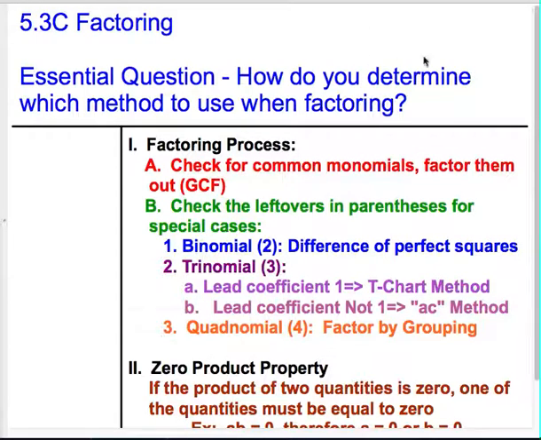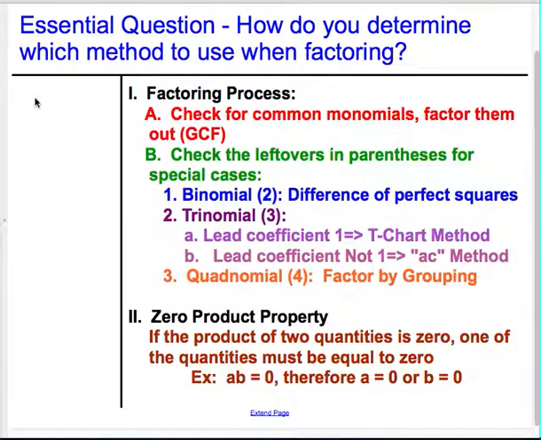The second piece we're going to look at today is the zero product property. What that says is if the product of 2 quantities is 0, one of the quantities must be equal to 0. So our example down here, if A times B equals 0, then either A equals 0 or B equals 0. They could both be equal to 0, but usually it's just one or the other.